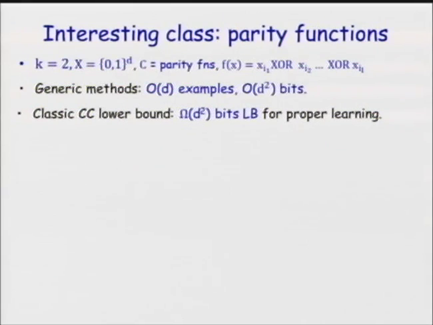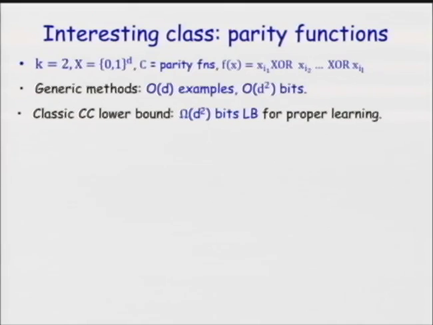Let me also mention that an interesting class from a communication point of view is the class of parity functions. This is a Boolean class of functions, say over the d-dimensional Boolean cube. In this case, the generic methods require order of d squared examples of communication, which means order of d squared bits of communication. And in fact, if we use a classic communication complexity lower bound, we show that this is needed.